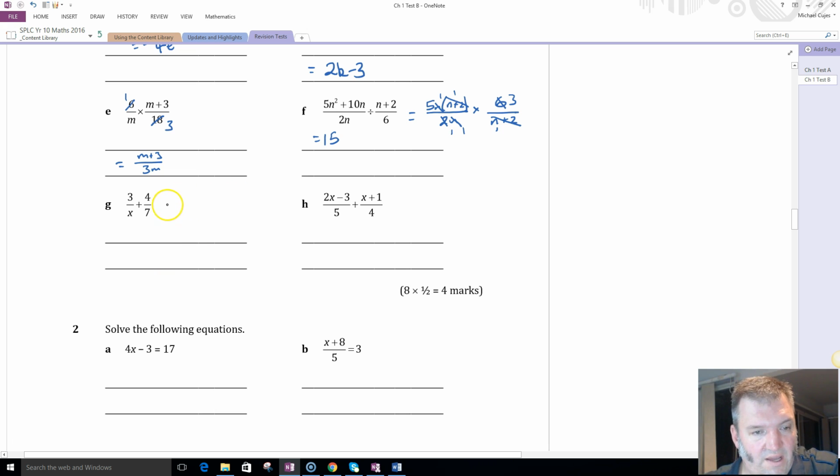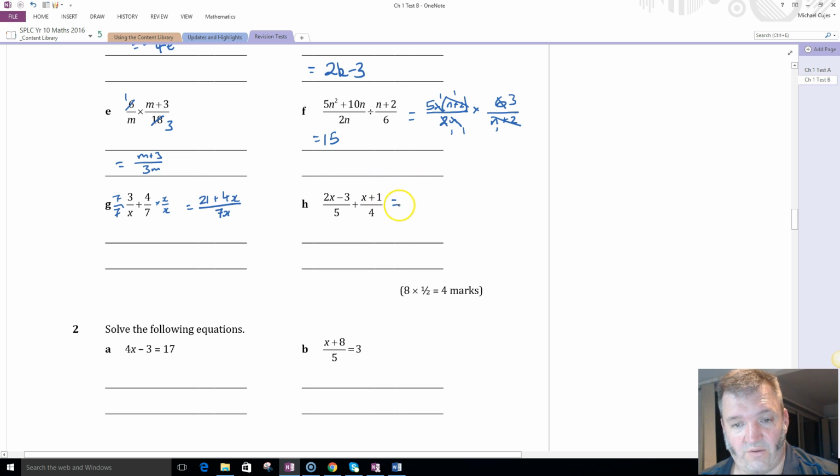All right, next one here. Can only add or subtract if they have common denominators. So this one gets multiplied by x over x. The first one gets multiplied by 7 over 7. Doing the maths, I've got a fraction with a denominator of 7x. 7 3s are 21. Plus 4 times x is 4x, so it's 21 plus 4x over 7x.